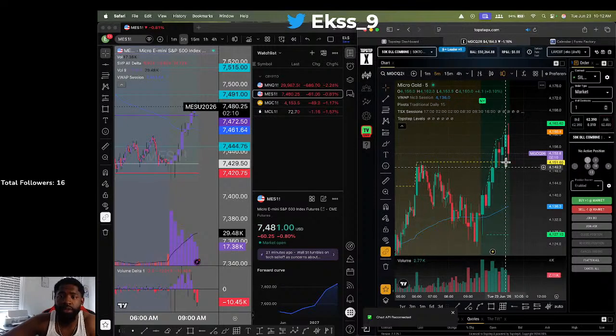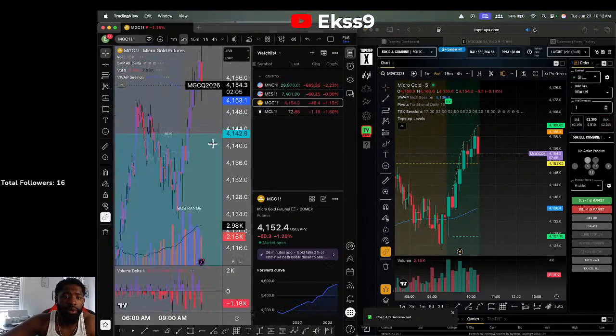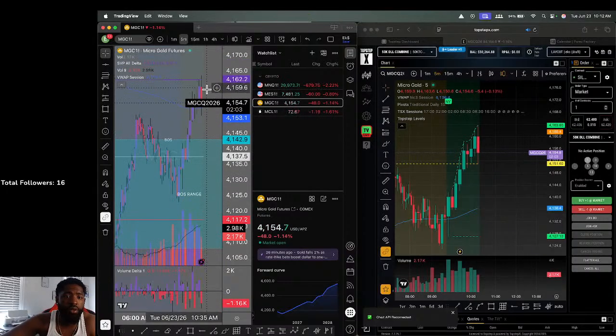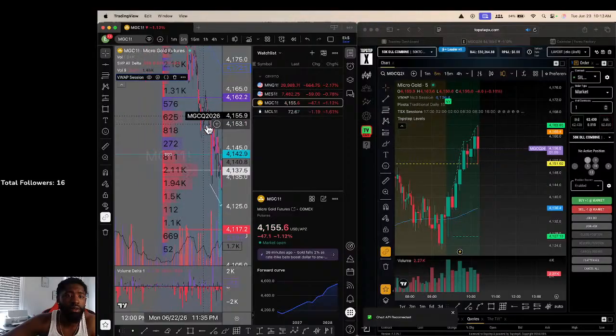Okay, here we go. Look, here's this candle we were anticipating, right? We were anticipating some buyers to step in once we get to these, some sellers to step in once we get to this level.